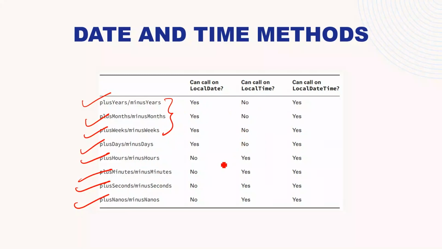Similarly, for LocalTime, you can call all the time methods: hours, minutes, seconds and nanos, right? And you can call all the methods on a LocalDateTime instance, because obviously LocalDateTime is a combination of LocalDate and LocalTime. I hope that makes a lot of sense. And I wanted to make this clear, because if in the exam you receive a question where plusMonths is being called on a LocalTime instance, then I don't want you guys to get confused, right? Just remember which methods can be called on which instance.